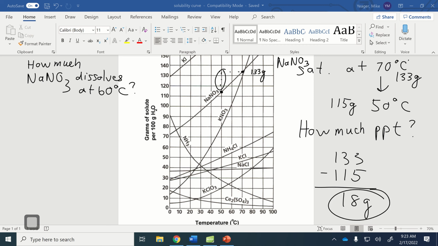Now, I don't think I then need to show you, I could do the opposite. I could say I have a saturated solution at 50 degrees. I want to increase the temperature to 70 and keep it saturated. How much should I add? Same thing, 18 grams. It's the difference between the two. Whenever you're looking for the change, you'd always do the difference between the two. We should not be doing addition at all, okay?